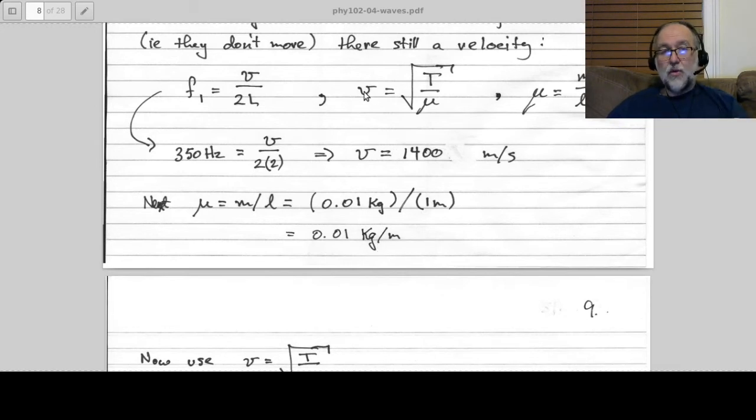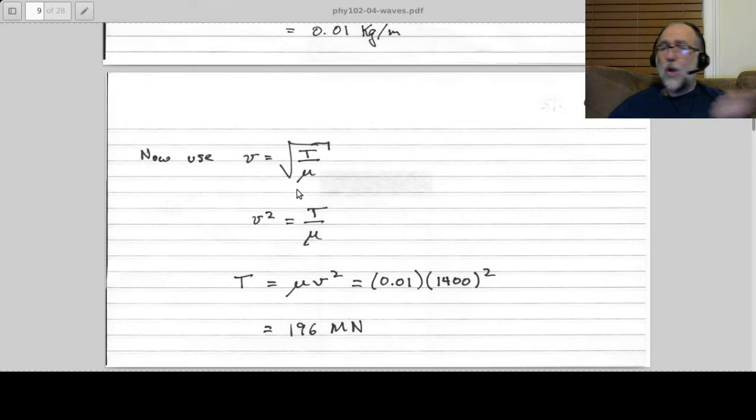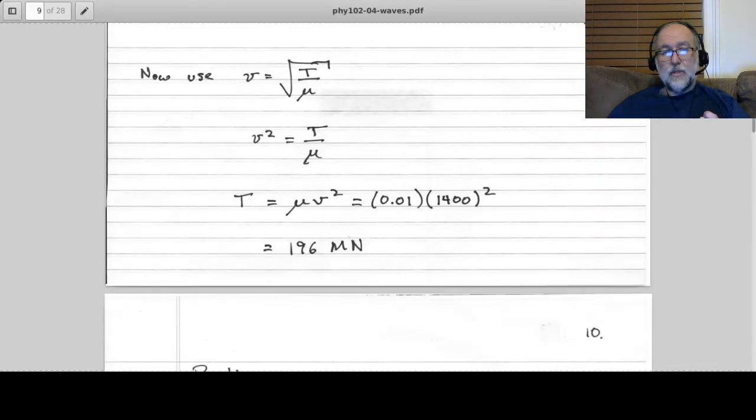Now if you take a look at what you have here, you have V, which we obtained from the fundamental frequency, 1,400 meters per second, and we have the linear density 0.01 kilograms per meter. Now we can calculate the tension. Okay, so if you take this formula here, square both sides, isolate T, because that's what we're solving for, the tension. T is going to equal mu times V squared. So mu was 0.01, V was 1,400 squared, and that turns out, I went a little bit fast here, that turns out to be 196 meganewtons.